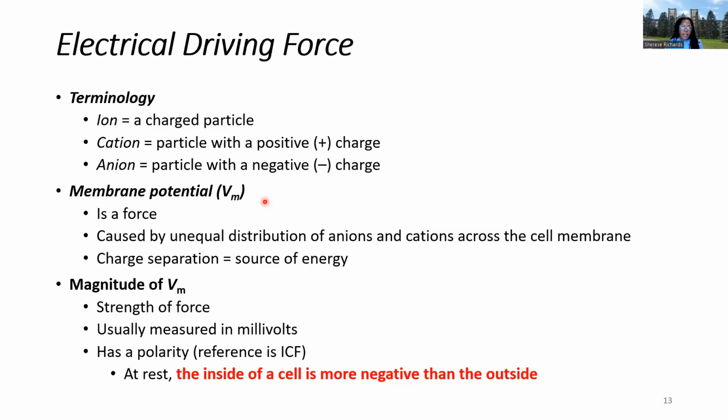Okay, if I tell you that the membrane potential is positive 100, that means that the inside of the cell is positive 100 with respect to the outside of the cell. So when we talk about the membrane potential value, it's always from a reference point of the intracellular fluid and not necessarily the extracellular.